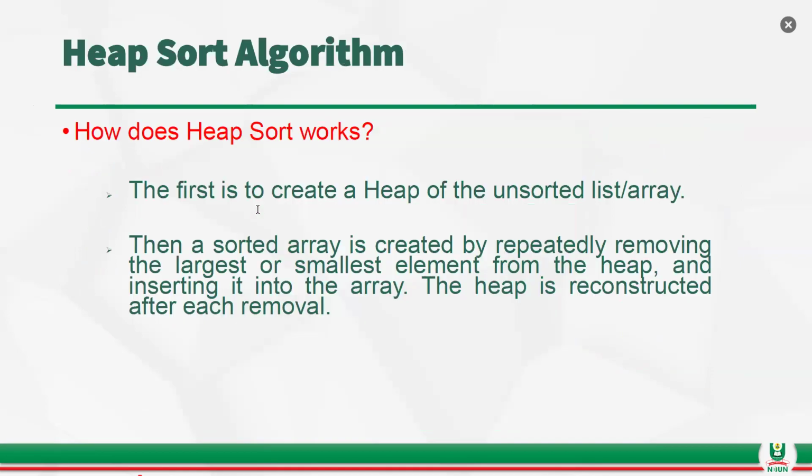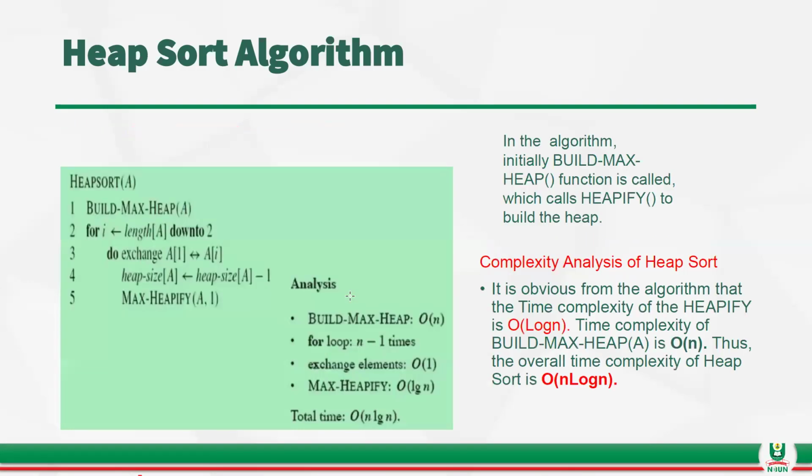So the first step is to create the heap of the unsorted list. Then a sorted array is created by repeatedly removing the largest or the smallest element from the heap and inserting it into the array. The heap is reconstructed after each removal. Now you see, you have two things working.